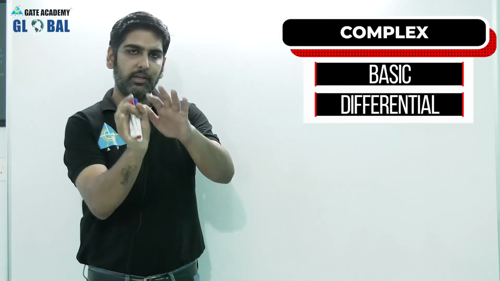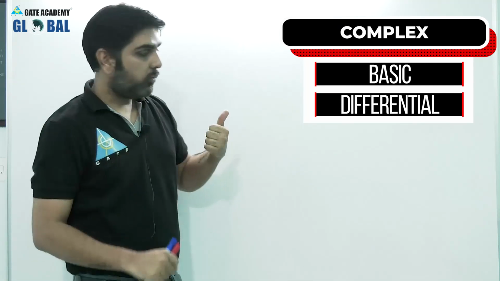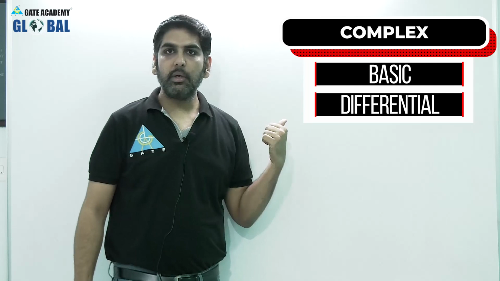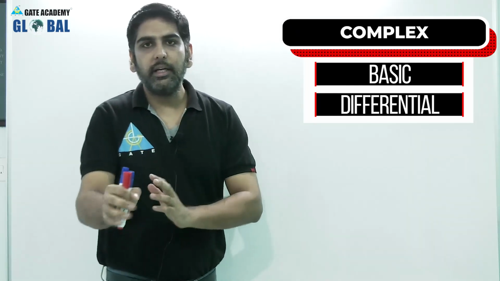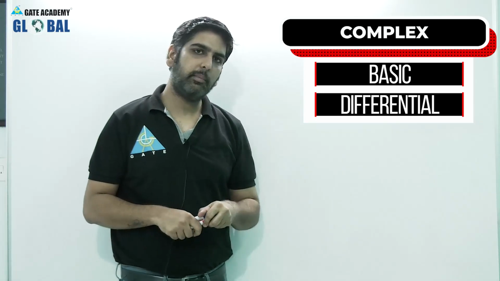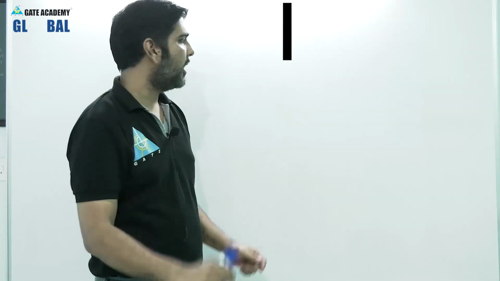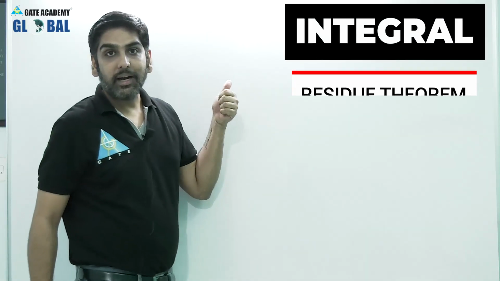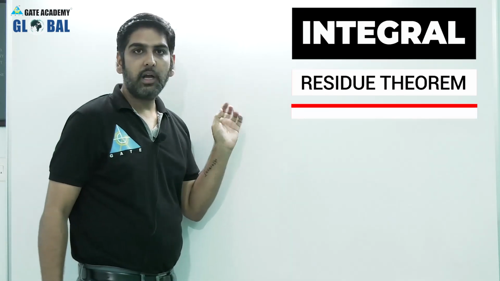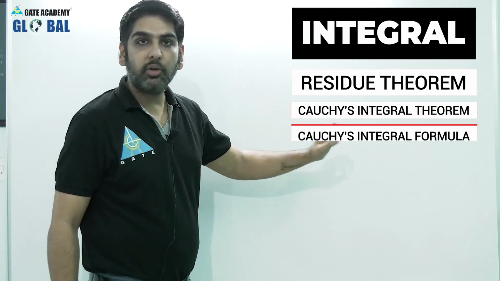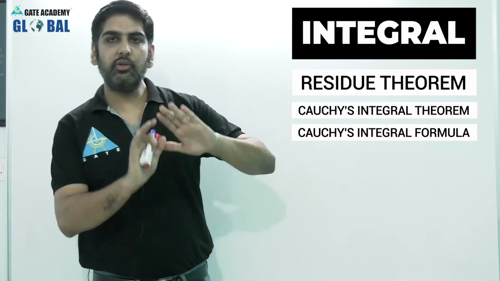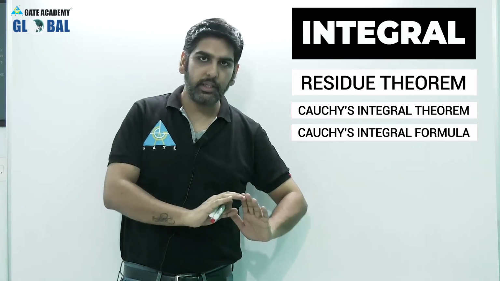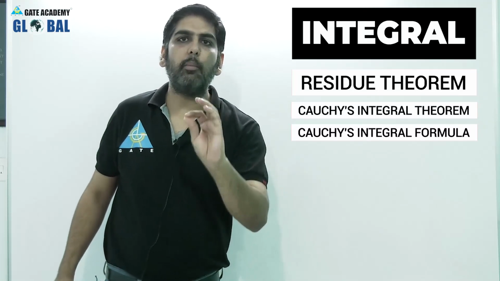So what do we mean? What is this? It is nothing but the differentiation part of the complex. That's it. And in the integral part, what will be in the integral part, dear students? In the integral part, we have, number 1, the residue theorem. Second, Cauchy's integral theorem, Cauchy's integral formula, Cauchy's theorem. So residue theorem, Cauchy's theorem, Cauchy's integral formula, and again the complex integral.